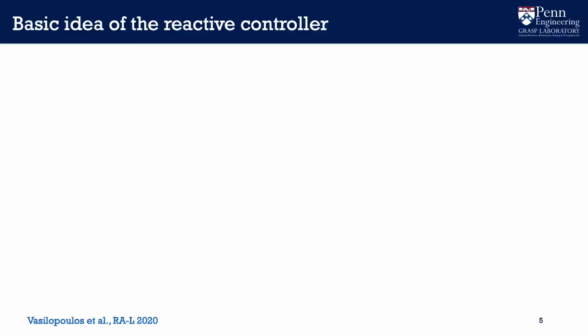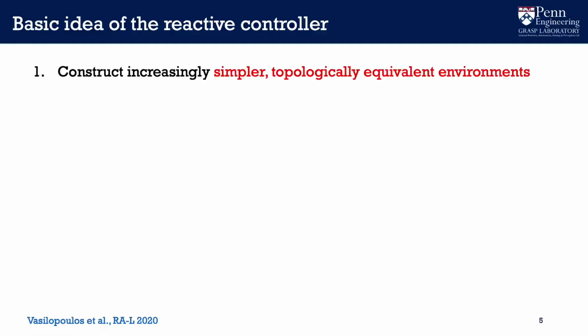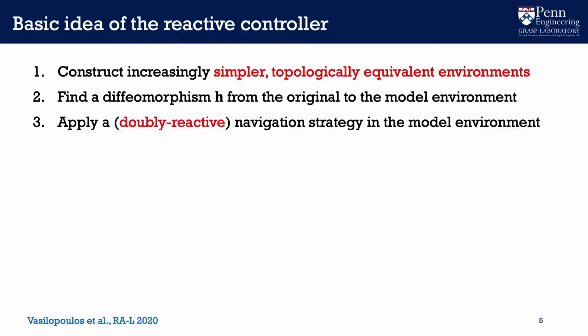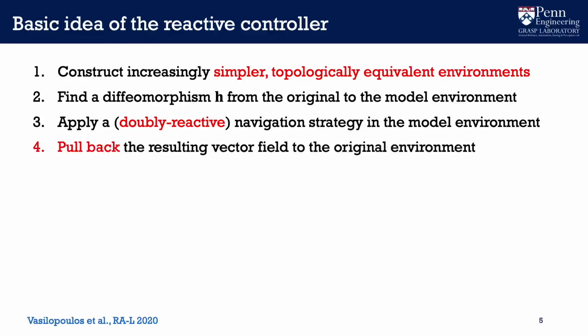Focusing on the reactive vector field controller from prior work, its fundamental idea is to construct increasingly simpler but topologically equivalent environments, find a smooth map that is a diffeomorphism from the original environment to a model environment where all obstacles are convex, apply a doubly reactive navigation strategy in the model environment so that both the trajectory and the associated vector field are generated online as the robot explores the workspace, and finally pull back the resulting vector field to the original environment using the Jacobian of the constructed map.